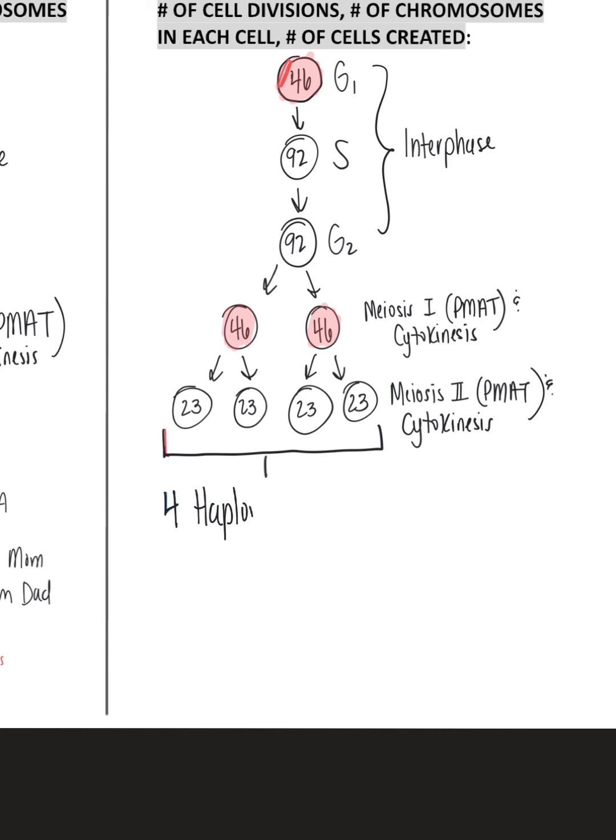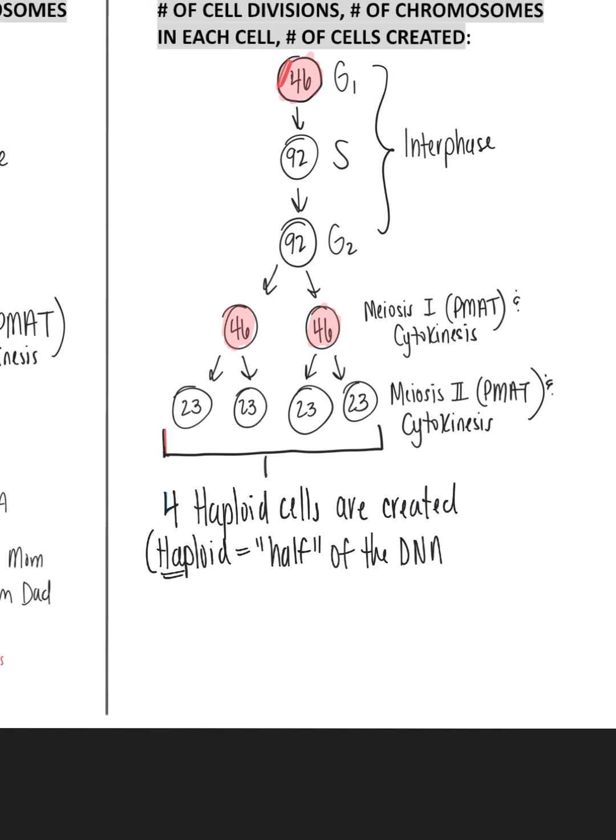Haploid cells are created from the process of meiosis. When we talk about haploid, I want you to think about half the amount of DNA. Because you're not going to end up with a full number of 46. You're going to end up with a half number of 23.